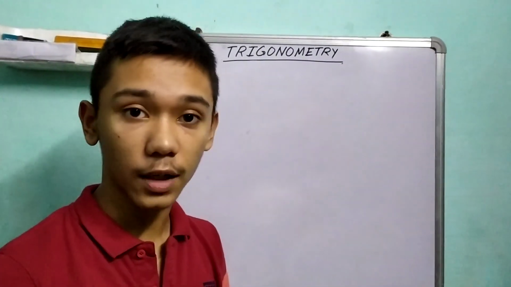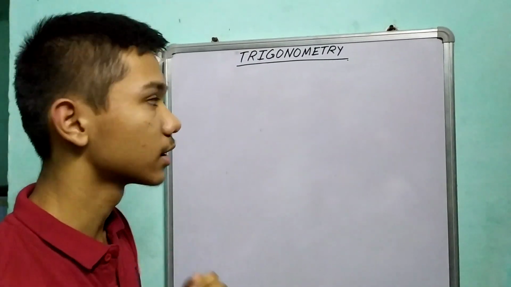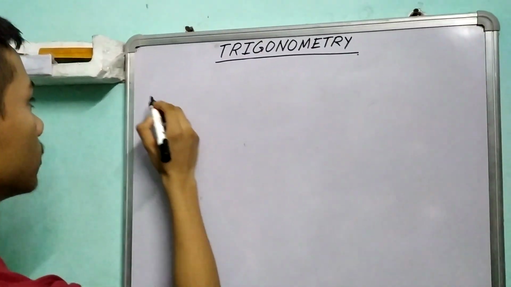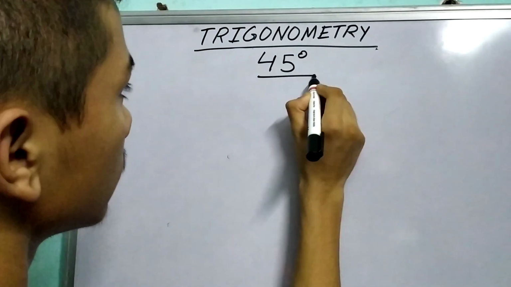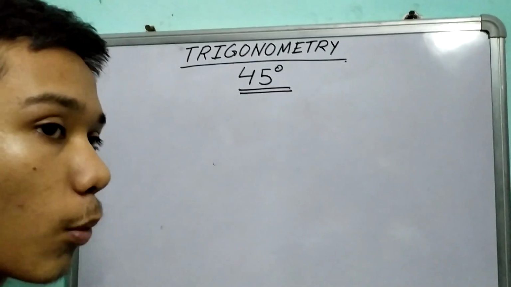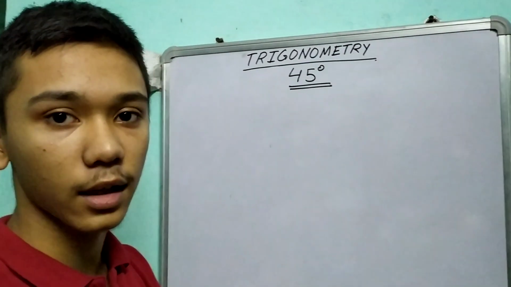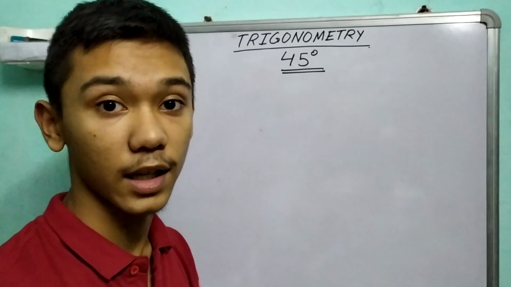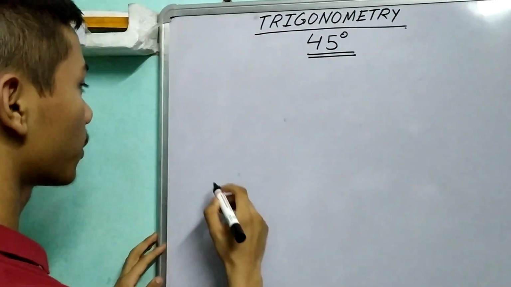So first of all, in this video we will start with the trigonometric ratios of 45 degrees. Okay, so a special angle, so 45 degrees. Okay, this is our target. Okay, now how do we go about it? Now if your intuition is to draw a right angle triangle which has 45 degrees in it, you are correct. So that's how we proceed.